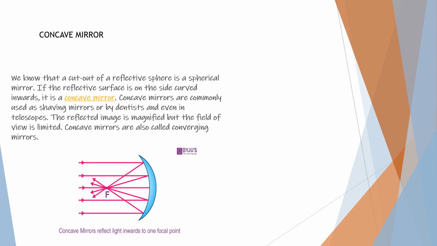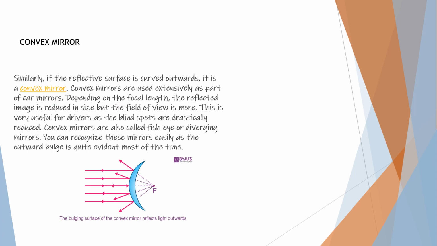Now let's move to the convex mirror. Similarly, if the reflective surface is curved outwards, it is a convex mirror. Convex mirrors are used extensively as a part of car mirrors. Depending on the focal length, the reflected image is reduced in size, but the field of view is more. So the nature of the image formed is virtual, erect and diminished.